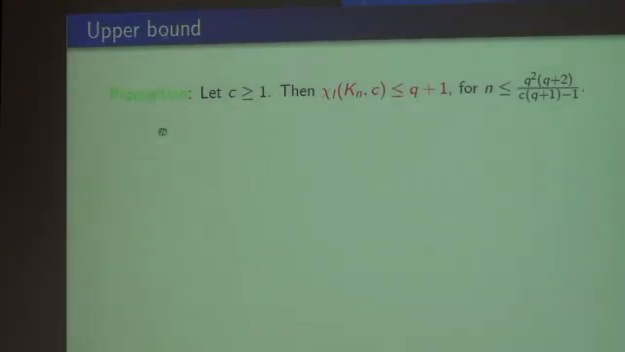How much time do I have left? Half an hour. Half an hour. Okay.